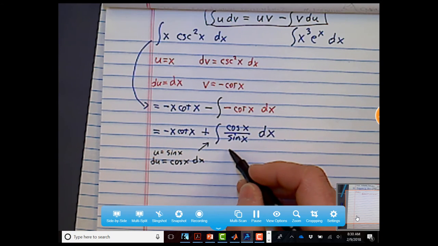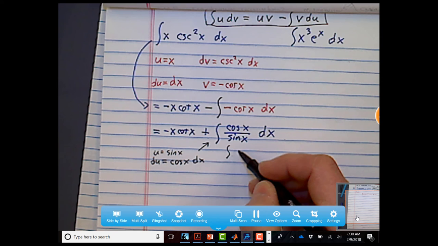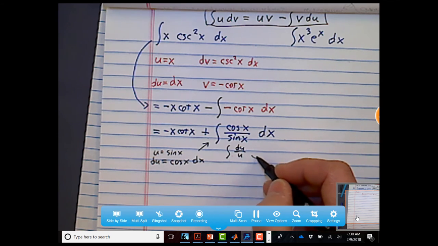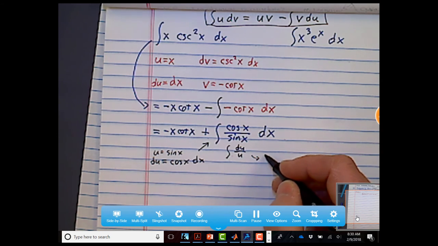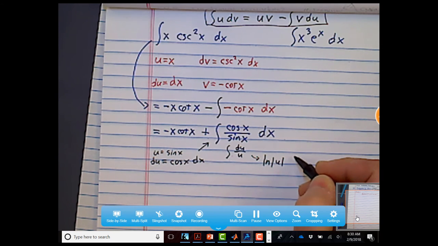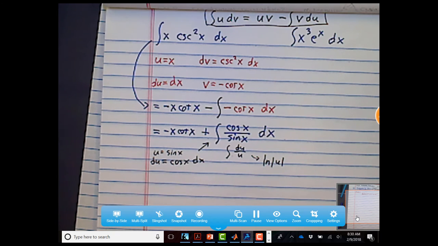So really, what are you doing? You're integrating, I guess, du over u, or you could write 1 over u du, right? And how does that work? What does that become? Again, we skipped chapter 7, but the answer is natural log of the absolute value of u, plus c, right?